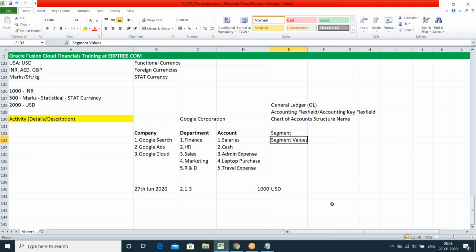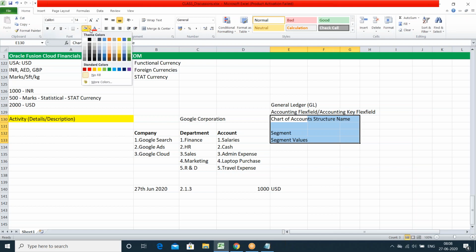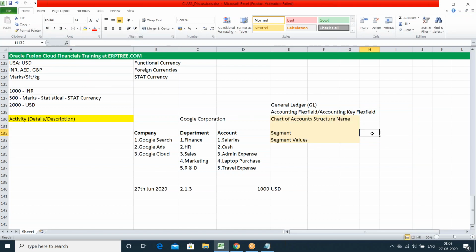So this is what we have to understand. That means simply, giving the structure name and segment values. Okay, so all this, if you are creating in the system, you simply call as chart of accounts, COA.